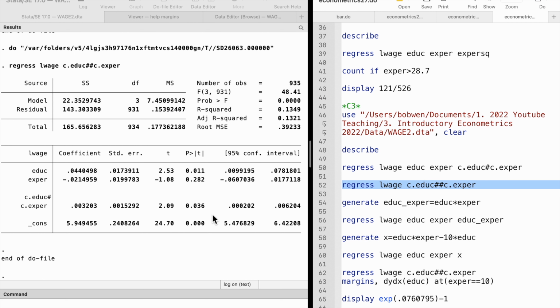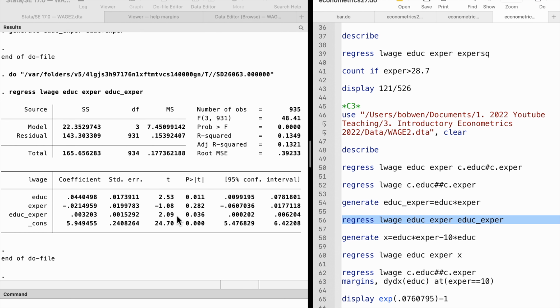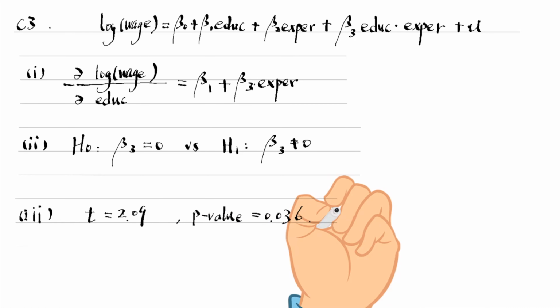When using the hashtag, we put the prefix c dot in front of the continuous variable. The third way is to generate the interaction term first, and then run the regression. You can choose the method you like. All of them give the t-statistic for the interaction term as 2.09. The p-value is 0.036. We reject the null hypothesis at the 5% significance level against a two-sided alternative.